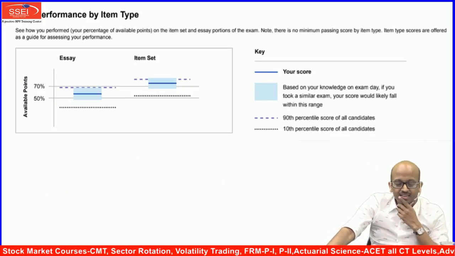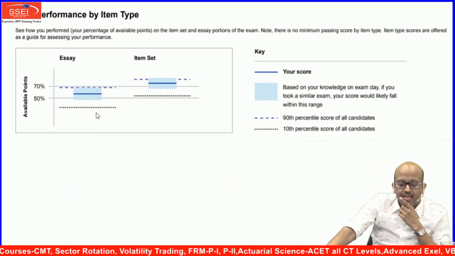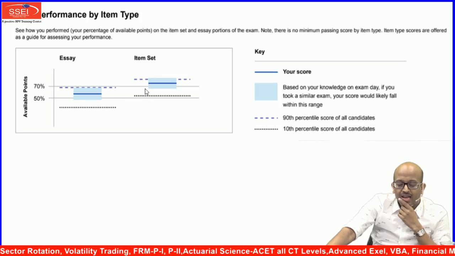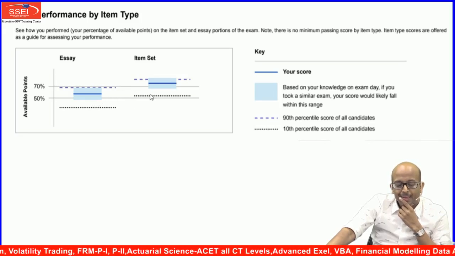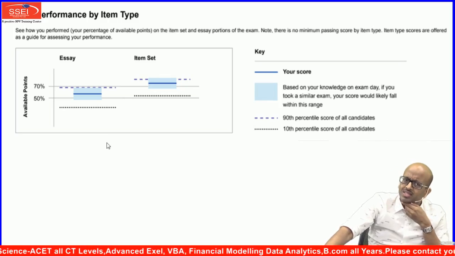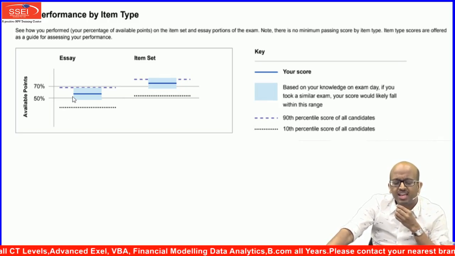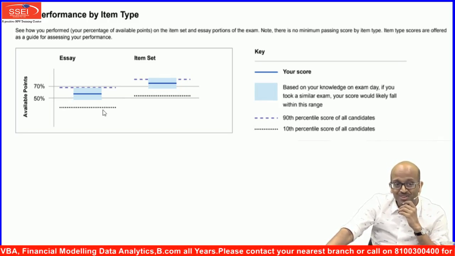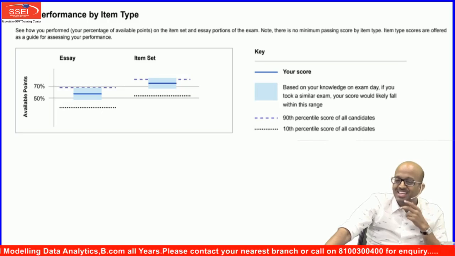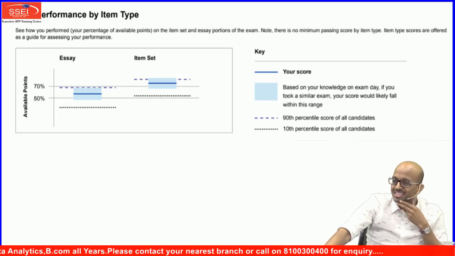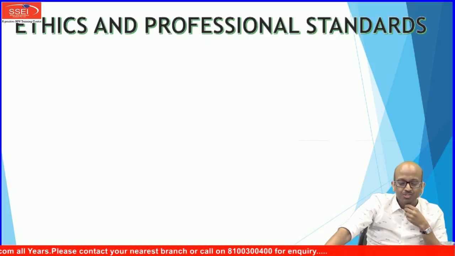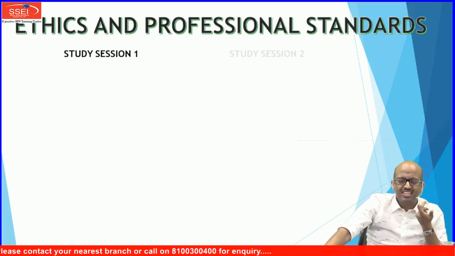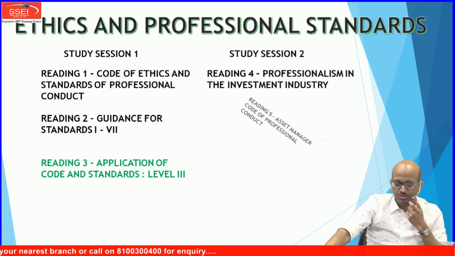So this candidate's result, essay portion, item set portion. Okay, this is the result of the candidate. A few candidates who have shown me results, even in SSEI, have found their essay results were better than item set results. It's not that we Indians are not worth anything. They scored essay much higher as compared to item set. So just wanting to show you the results. And then the individual topics are there, which is of no use to share.